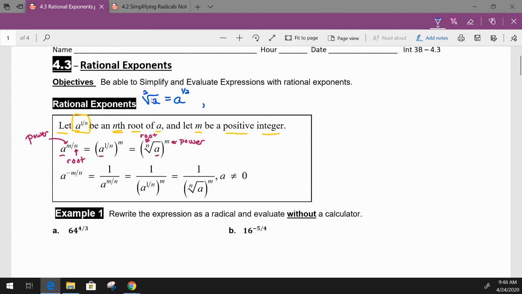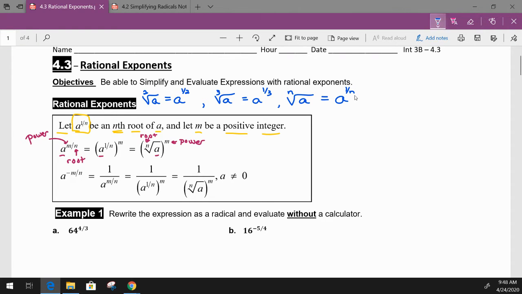So if the square root of a equals a to the 1/2 power, then the cubed root of a equals a to the 1/3 power. And so on. The nth root of a then is equal to a to the 1 over nth power. So whatever the root is in radical form becomes the denominator of the rational exponent.